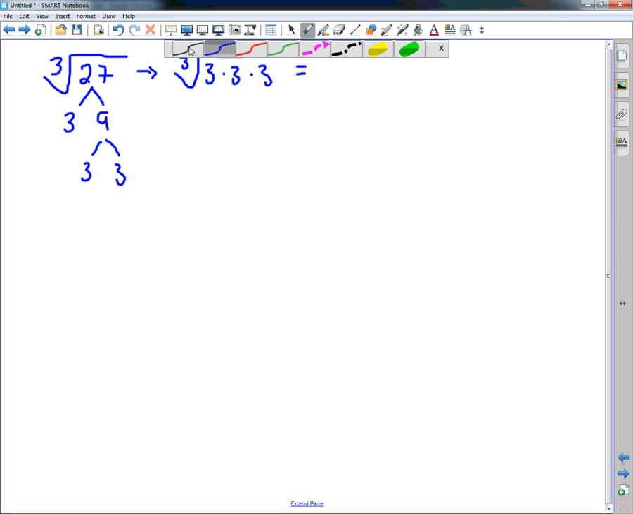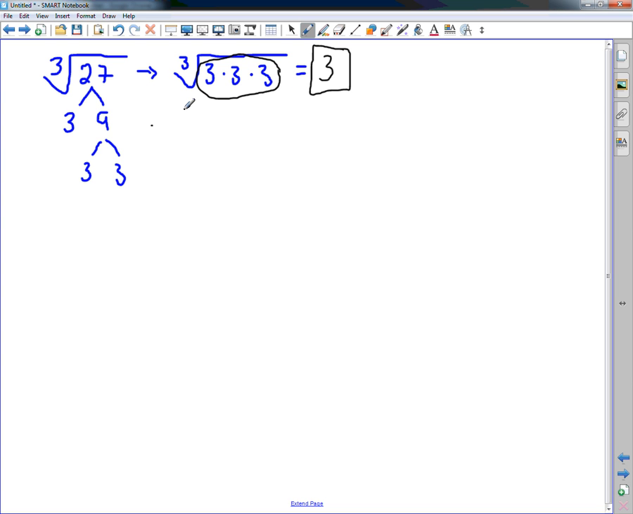Now, when we're dealing with cube roots, our goal is to find 3 of the same number. If we can find 3 of the same number, then we can simplify our cube root. So I look and I have three 3s. Those three 3s produce one 3 on the outside. Notice that everything was used on the inside of the cube root, so all I have is a value of 3. So the cube root of 27 is equal to 3.